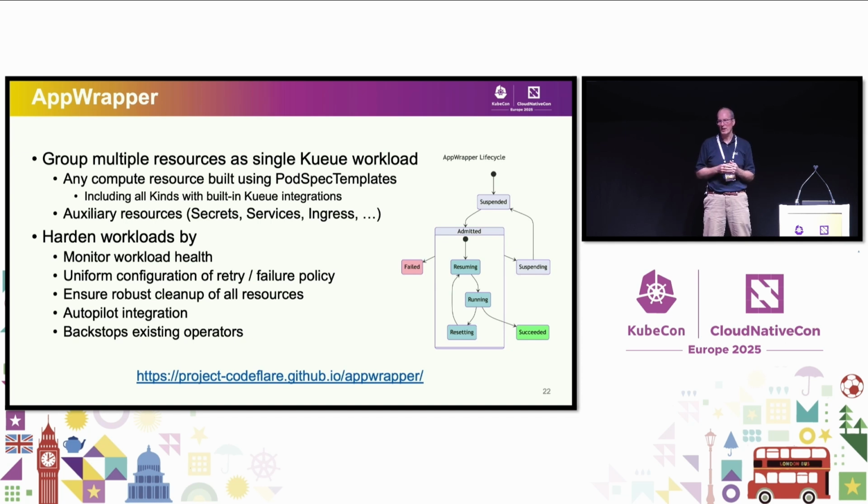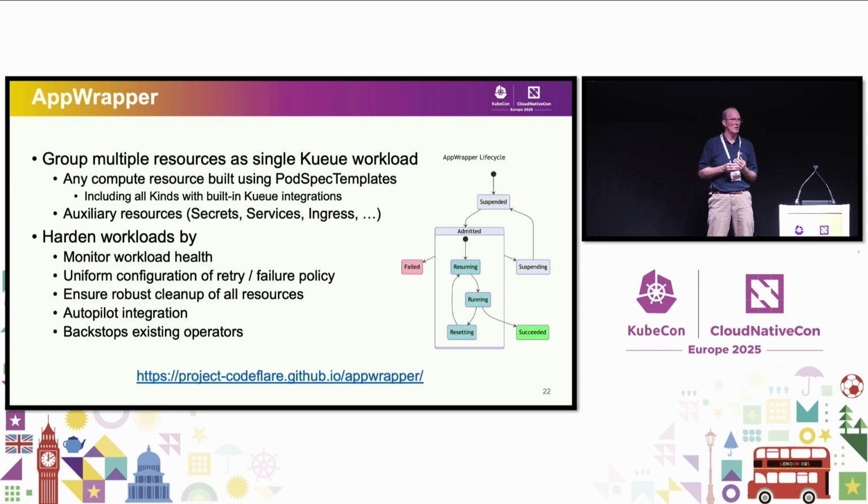And it also lets us put auxiliary resources in there. So sometimes people's workloads require services and secrets and ingresses and other things associated with them. We would like those to be all logically managed as a single unit, deployed on the cluster when the workload is admitted by Kueue, have all those things created, and when the workload is done, have them cleanly cleaned up so we don't have lingering services and ingresses kicking around because someone forgot them.